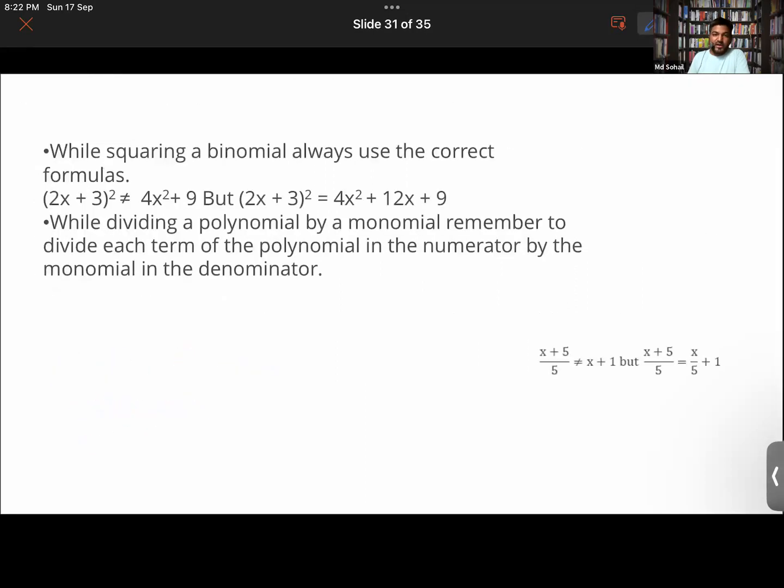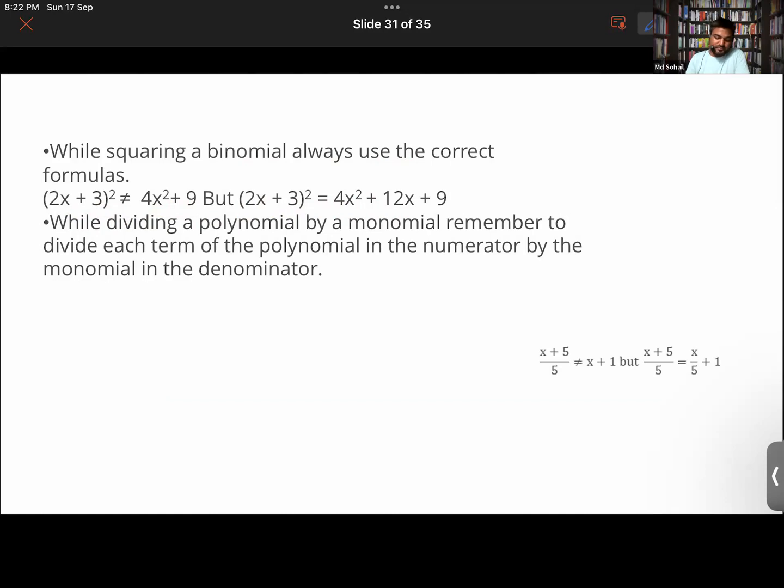Now, if you are squaring binomials, you need to use the correct formulas. For example, (a plus b) square is not a square plus b square, but it's this identity: (a plus b) whole square is equal to a square plus b square plus 2ab, or simply a square plus 2ab plus b square. You can read it either way, both are the same thing.